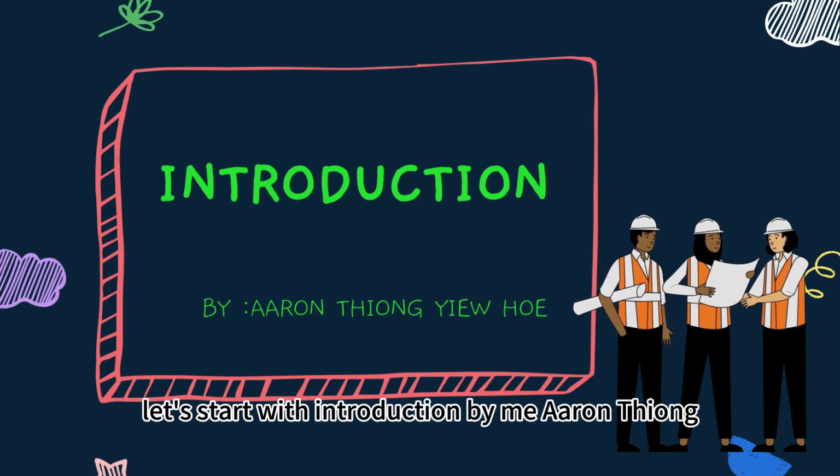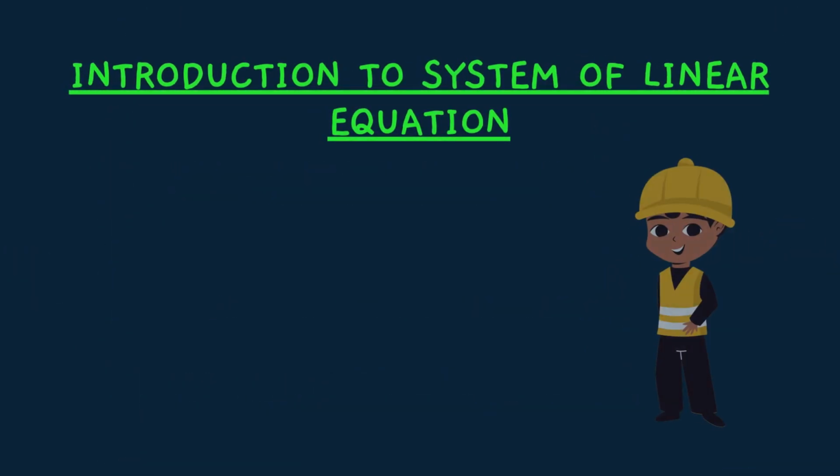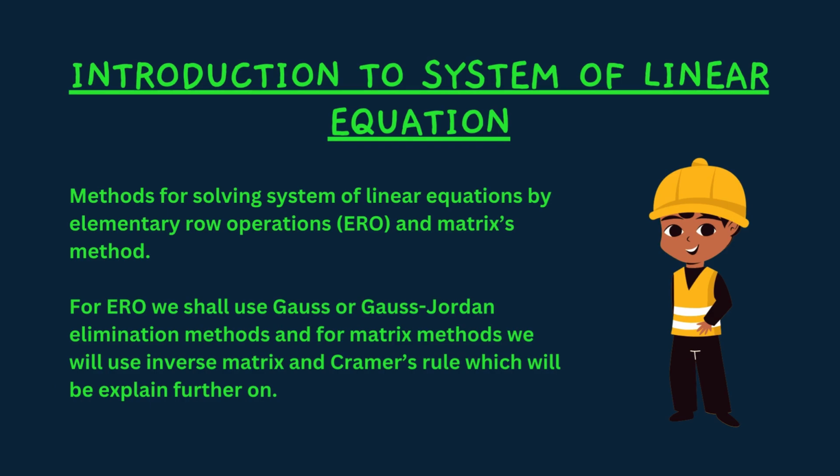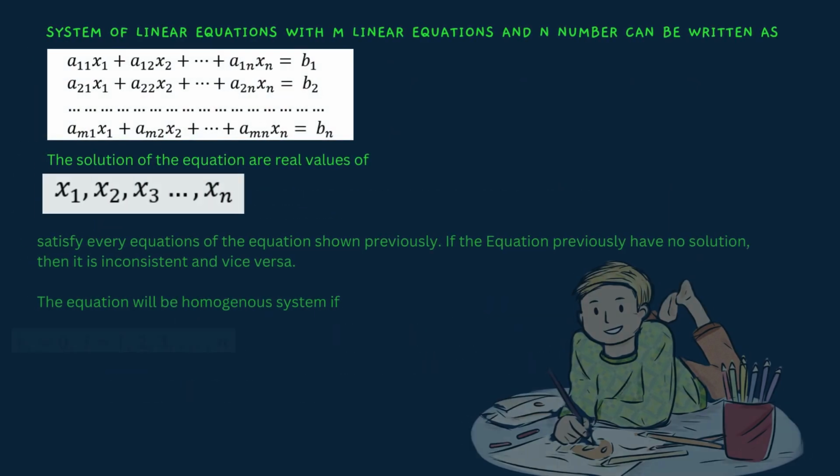Let's start with the introduction by me, Aaron Tiong. Introduction to system of linear equations. There are a few methods for solving a system of linear equations, which are elementary row operation (ERO) and the matrix method. For ERO, we shall use Gauss or Gauss-Jordan elimination methods, and for the matrix method, we will be using the inverse matrix and Cramer's rule, which will be explained further on.